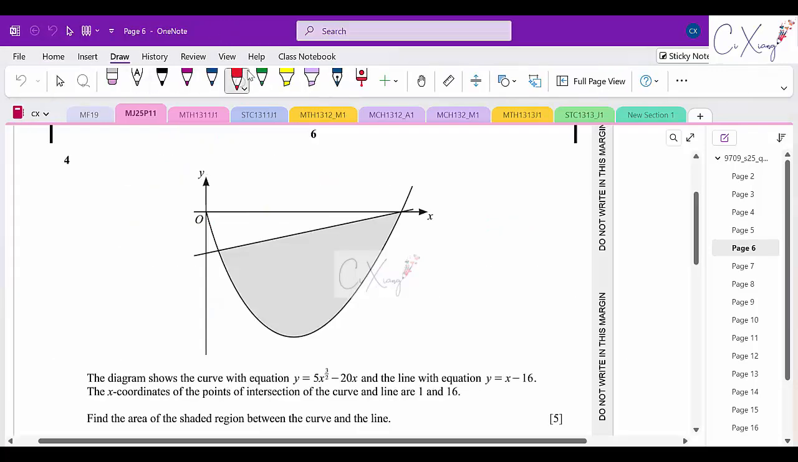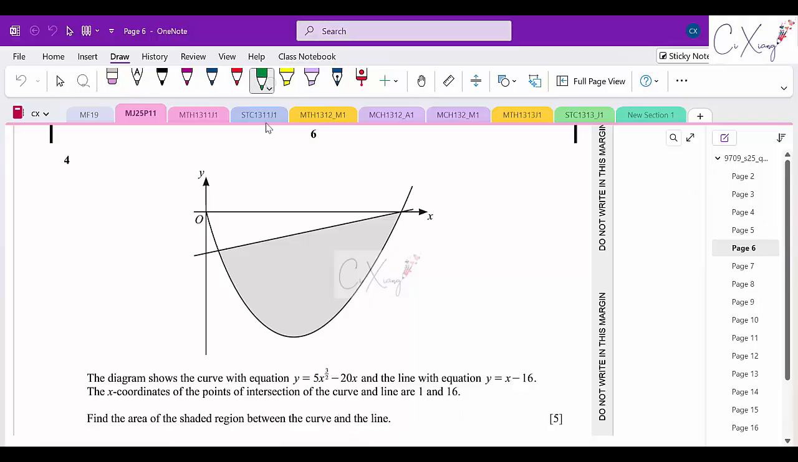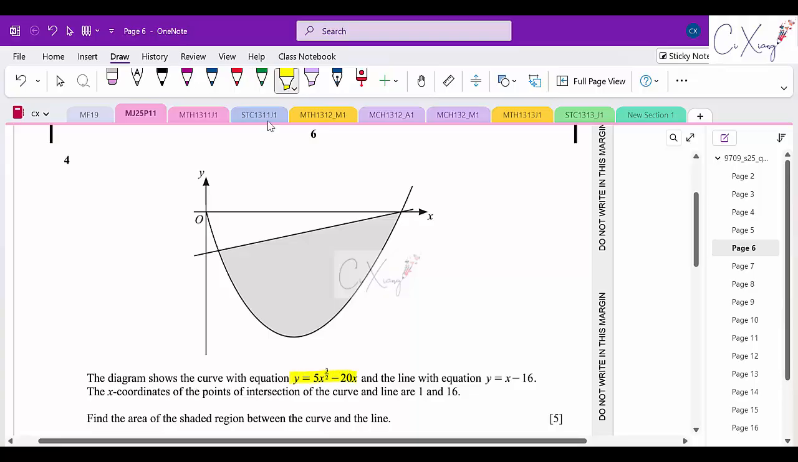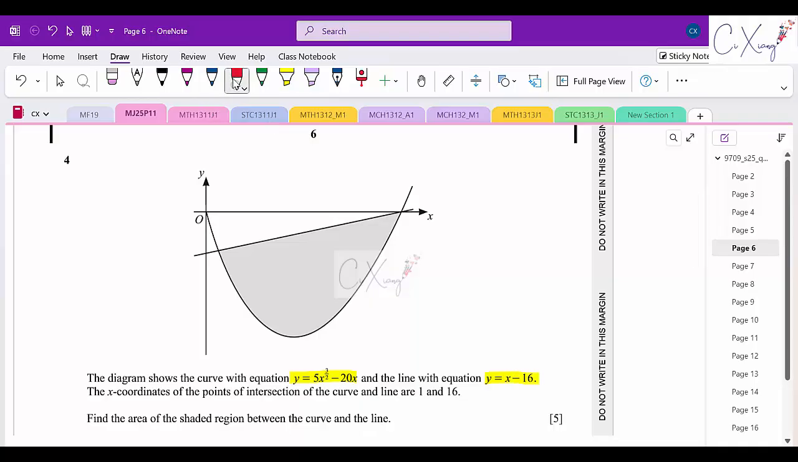Right, so question number 4. We have a diagram, and it shows the curve. This is the equation of the curve, and we also have the line with this equation. The x-coordinates of the points of intersection of the curve and the line are 1 and 16. This is the first intersection point, and this is the second intersection point between the line and the curve. And we should know that this value here is 1, and this value here is 16.